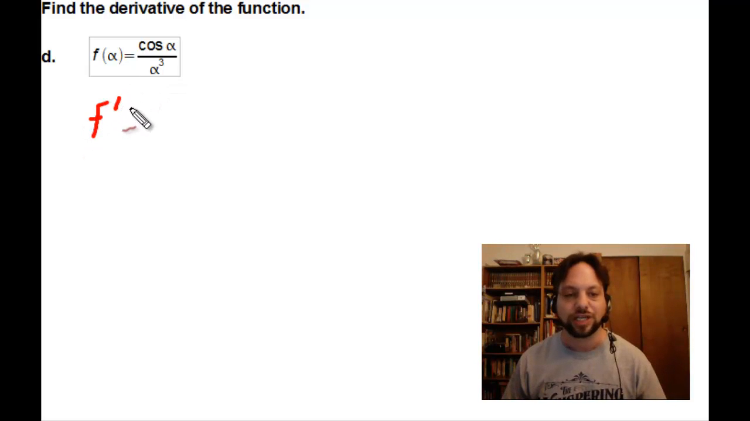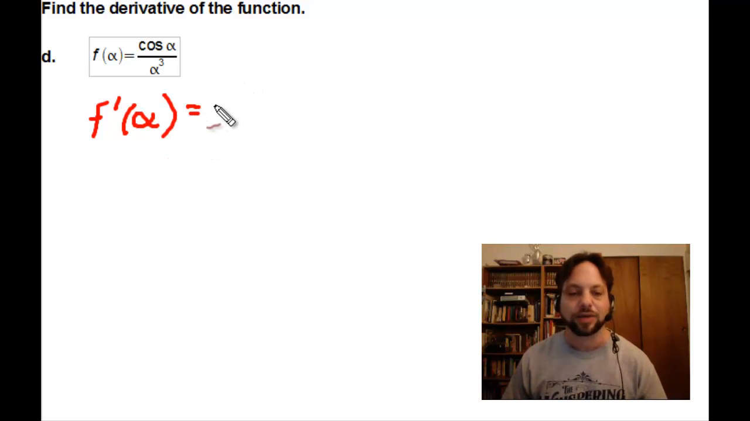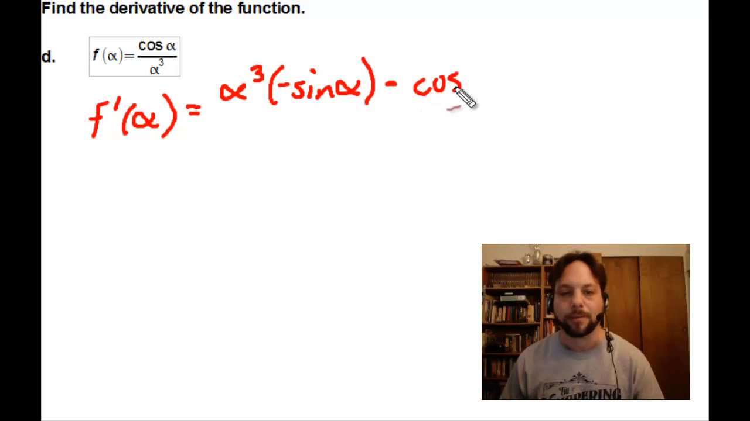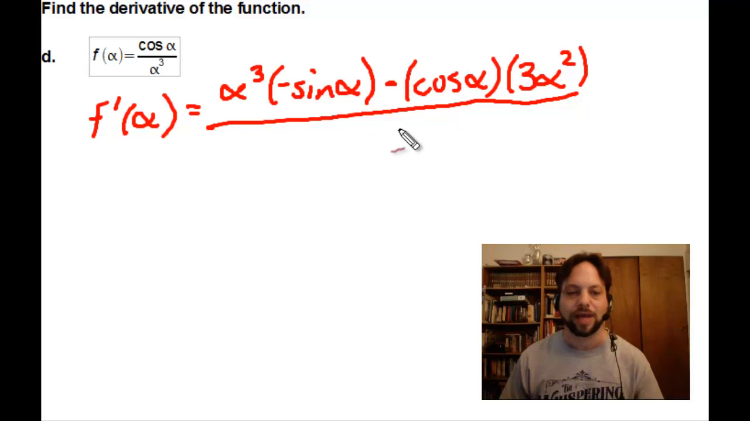If we want to differentiate this function, f of alpha, remember once again that we're going to start by looking at the bottom, or the denominator, times the derivative of the numerator. Again, don't forget that cosine becomes negative sine. And then we'll subtract the numerator multiplied by the derivative of the denominator, which in this case is 3 alpha squared. And we'll divide that whole mess by the denominator squared, which in this case will be alpha to the 6th.